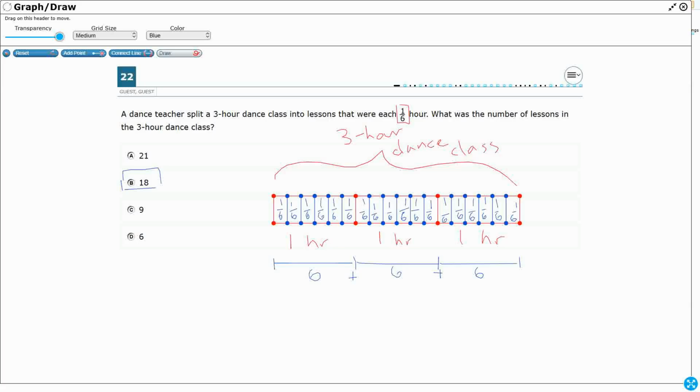Let me show you how to do that, because really what we're doing is we're taking our 3 hours and we are dividing it. It says right here, we're splitting, but this split is our word for divide. And they're each 1/6, which means we also know that they are equal groups. And so we can keep that in mind. That's our division, right? Equal groups. And so we're going to take our 3, we're going to divide it by 1/6.